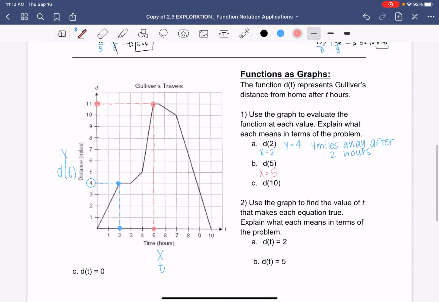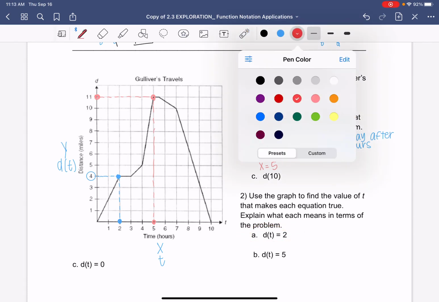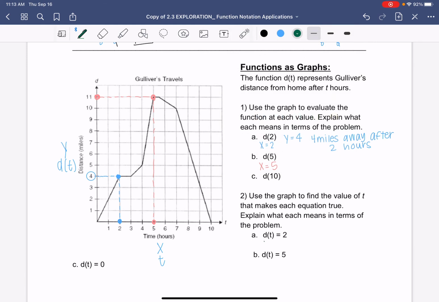So what about if it gives you the value of t that makes the equation true? This one says d of t equals 2. So d of t equals 2 means y equals 2. So we're going to our y-axis, and we're going to find 2. So here's 2. And I'm going to go until I hit the graph. So I hit the graph here at 1. But notice how I also hit the graph at about 9, a little bit more than 9.